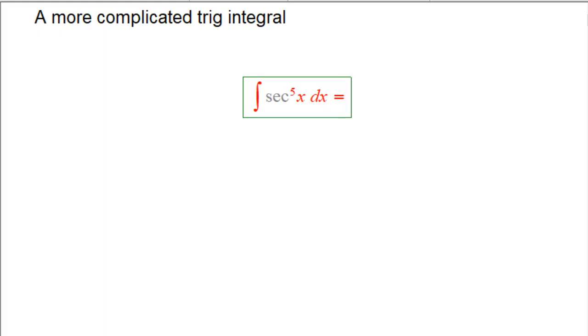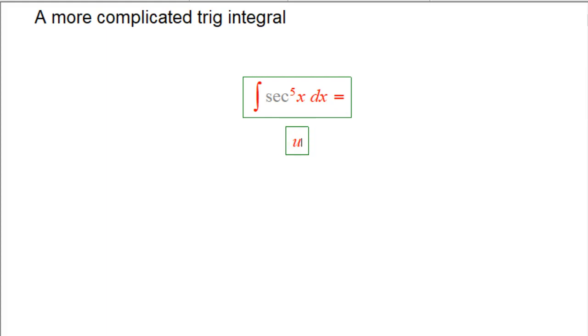So this is actually a good example of what's called a reduction formula, where we're going to use integration by parts to take an integral with a certain power and express it as a similar integral with a lower power. And if you do that enough times, you get down to something you already know. So what do we need to do?